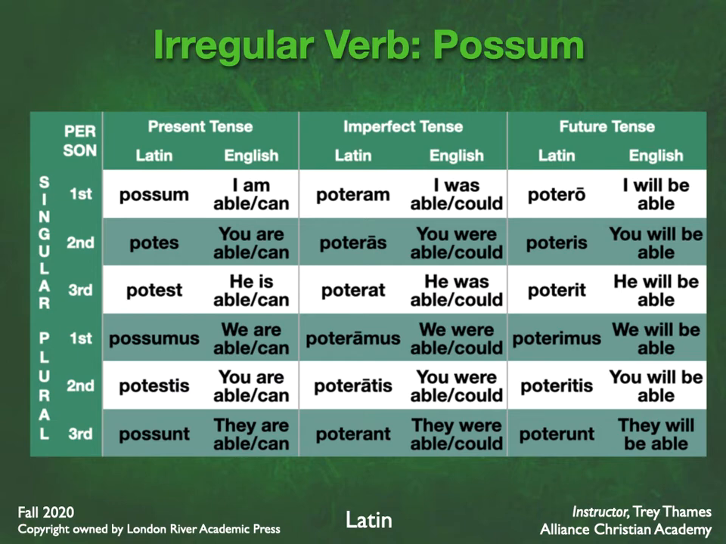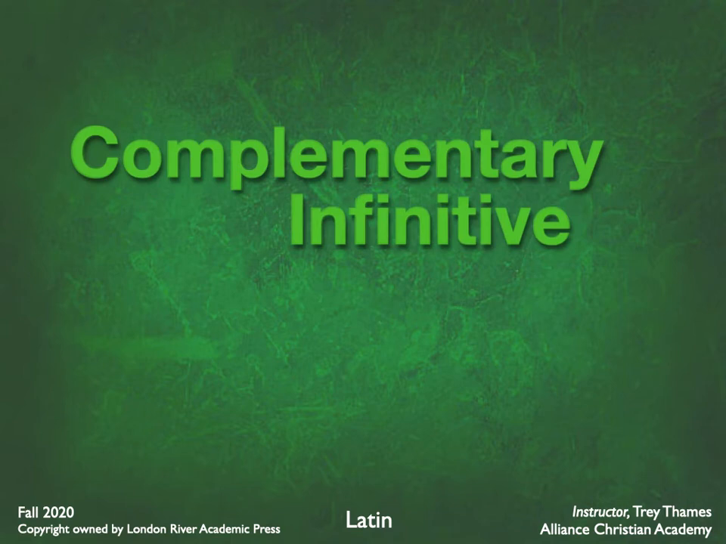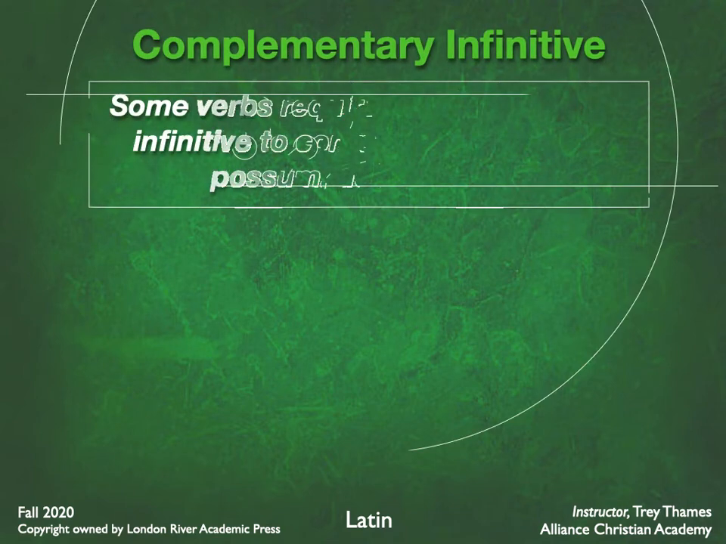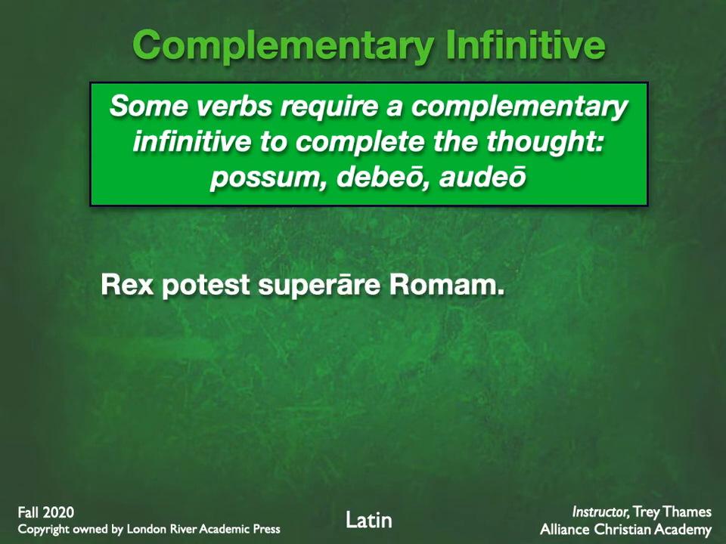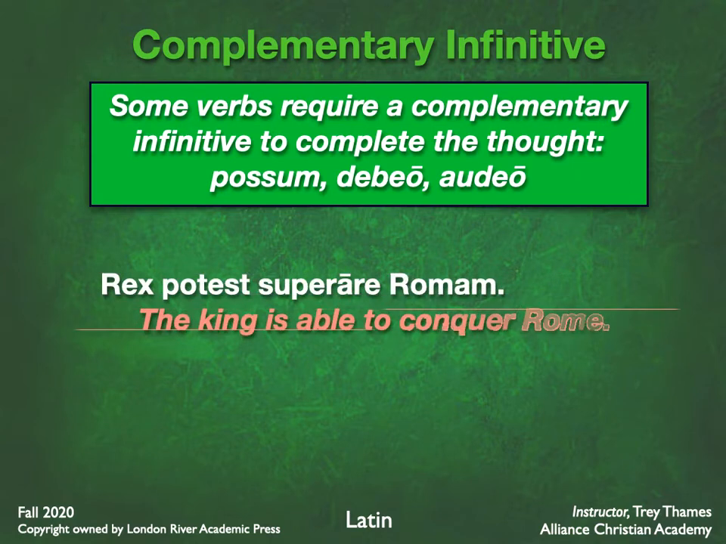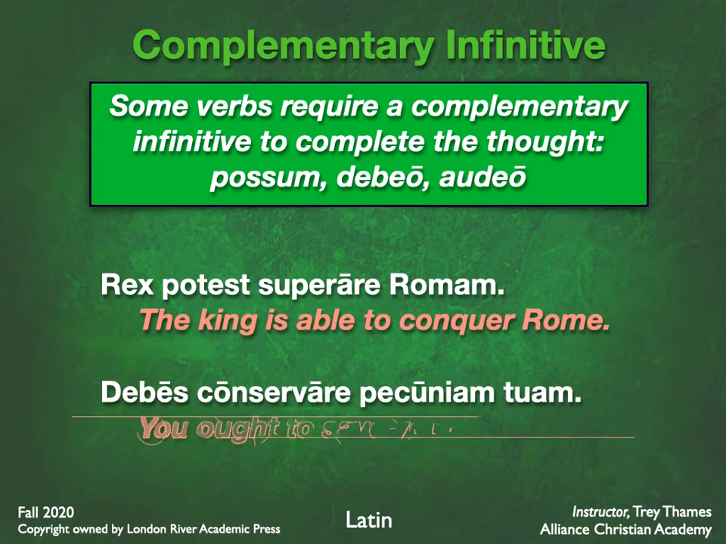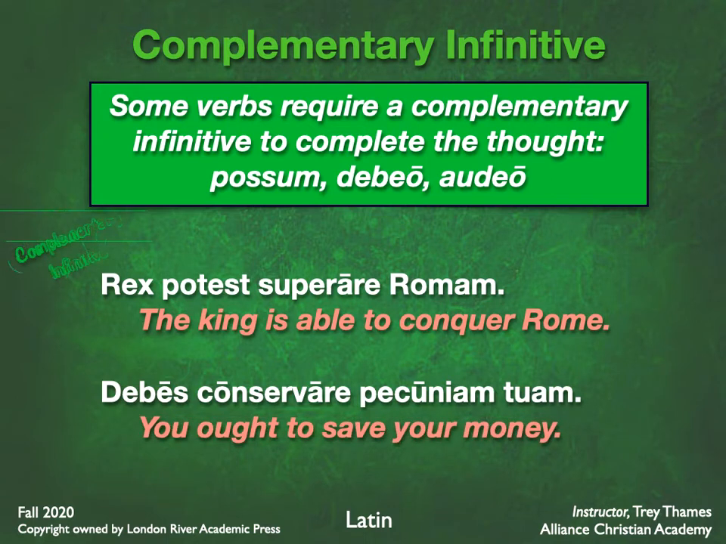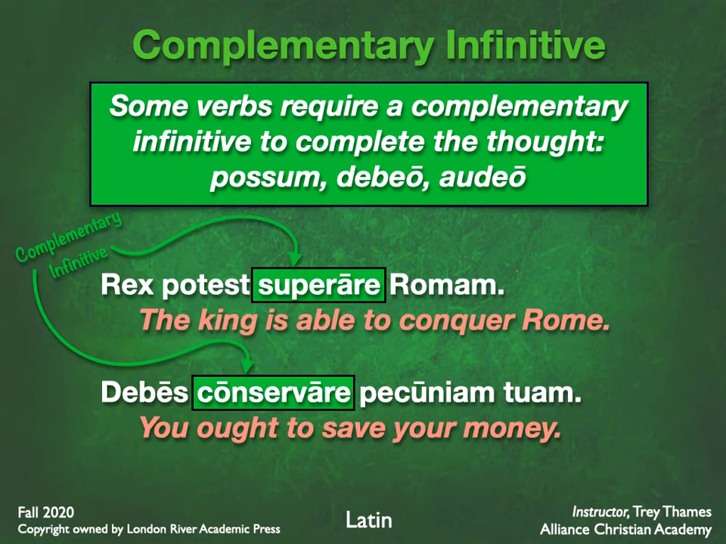And we've already talked about infinitives, but then we talked about complementary infinitives, which means they are infinitives that are used to help finish a thought. Some verbs require a complementary infinitive to complete the thought. Verbs like possum, debeo, and audeo. If you just say I am able, or debeo, I ought, audeo, I dare, they don't really say anything. You really need to add something. In this case, a complementary infinitive to complete the ending.